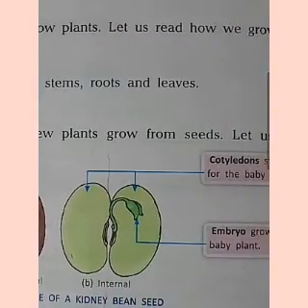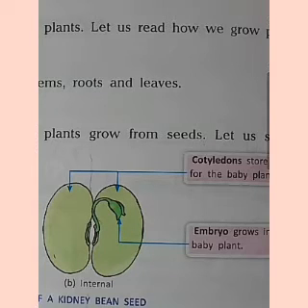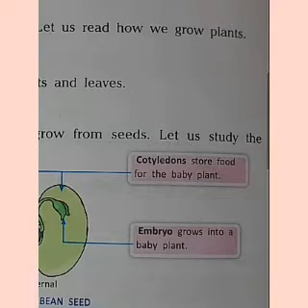Now, let's have a look at the internal structure of a seed. As you can see, here are two main labelings. Here in this figure, you can clearly see the two structures which are known as seed leaves, or the other term for it is cotyledons. Cotyledons are actually the seed-like structures which basically store food for the baby plant.